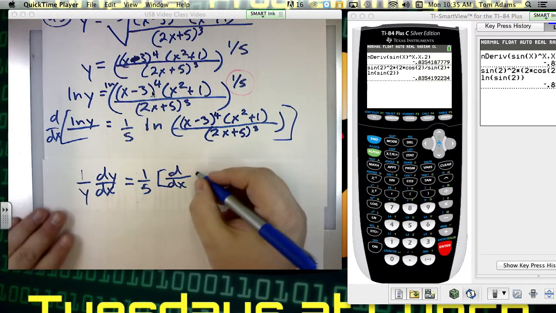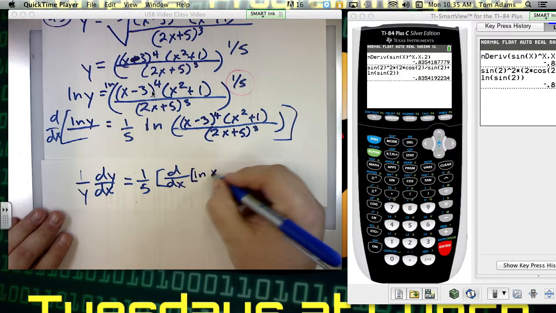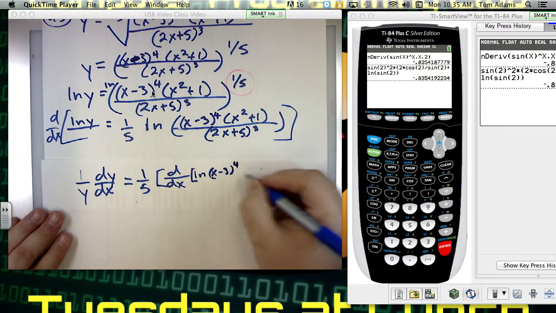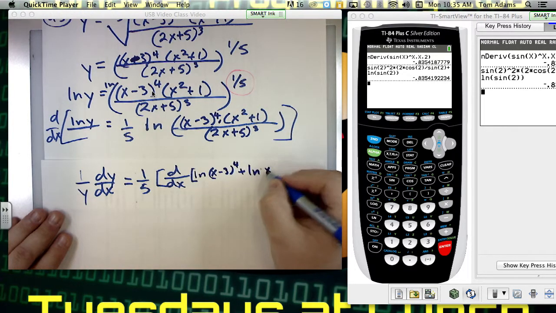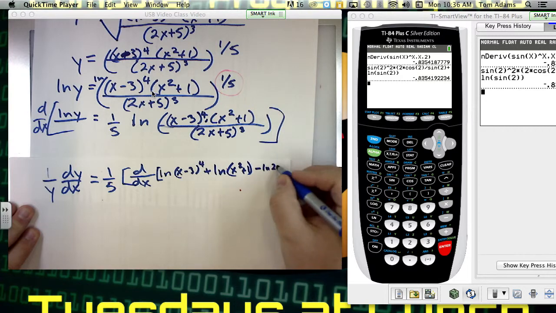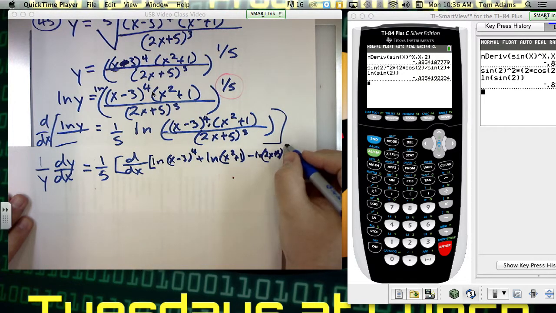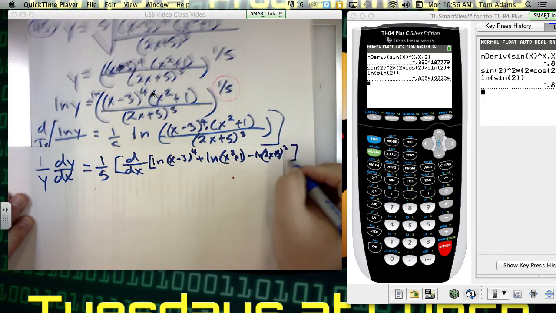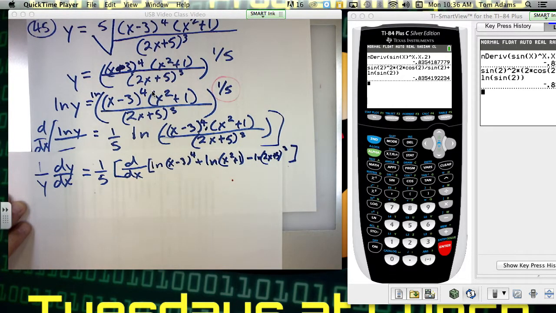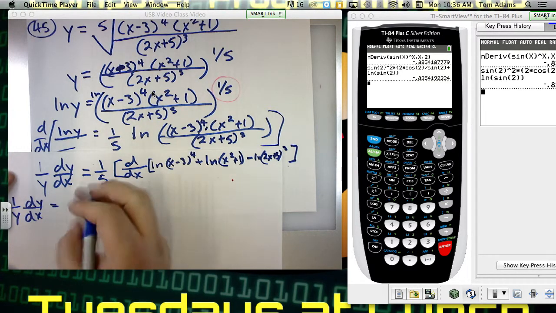In other words, I could say I'm going to take the derivative of the natural log of (x minus 3) raised to the 4th power, plus, because I'm multiplying here, right? Plus the natural log of x squared plus 1, right? Minus the natural log of (2x plus 5) raised to the 3. Now what that allows me to do is a couple of things. I'm still not quite ready to take the derivative because I want to clean up this natural log business, because then when I go to take the derivative, it'll be a lot easier.